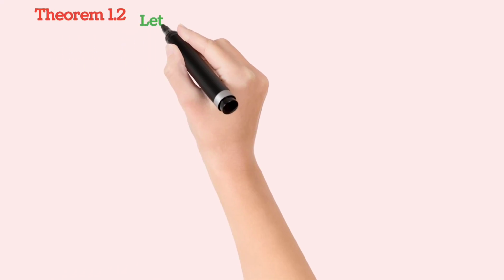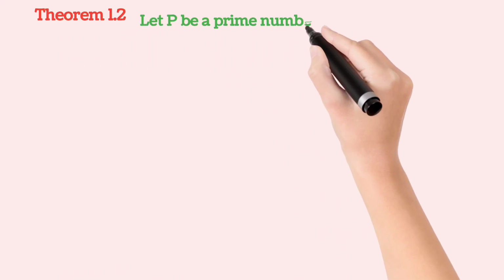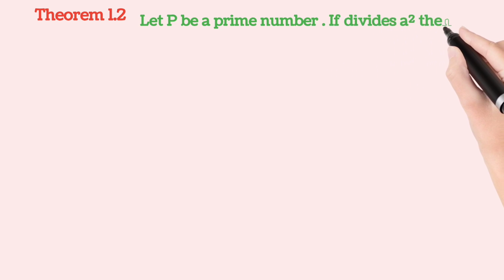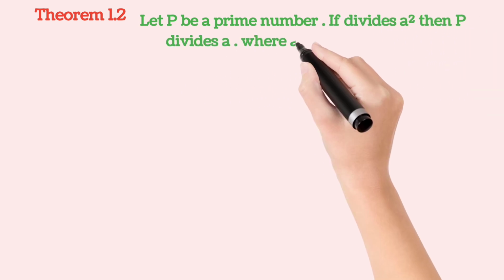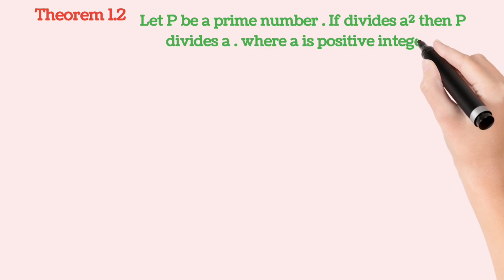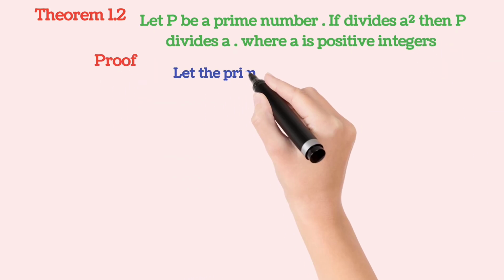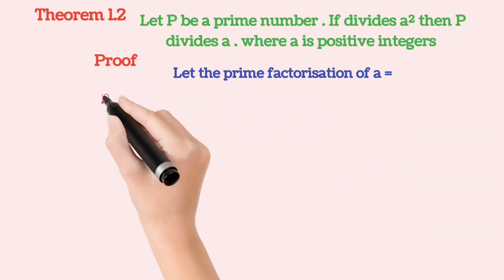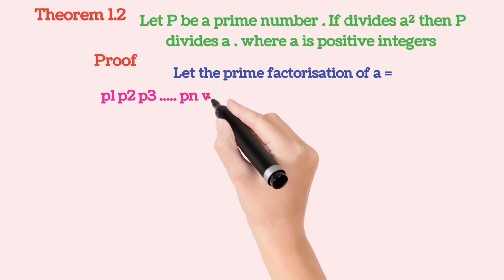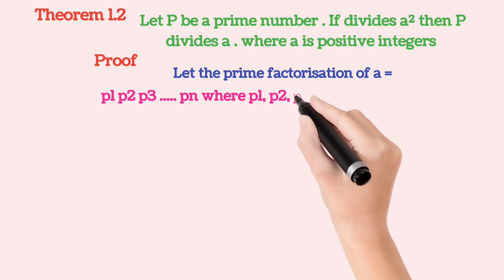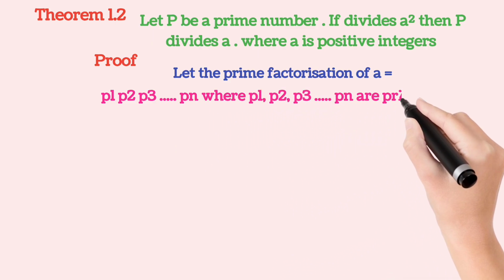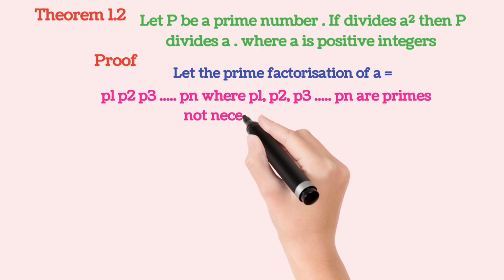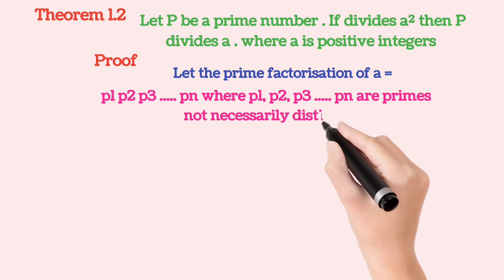Now we will see theorem 1.2. Let p be a prime number. If p divides a square, then p divides a, where a is a positive integer. We will see the proof of this. Let the prime factorization of a be equal to p1 into p2 into p3 up to pn, where p1, p2, p3, pn are primes, not necessarily distinct.